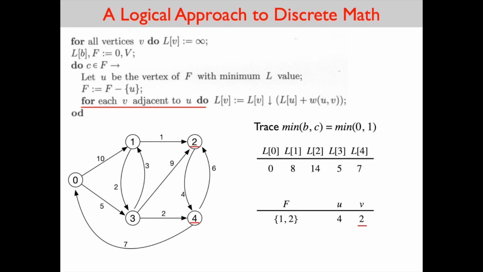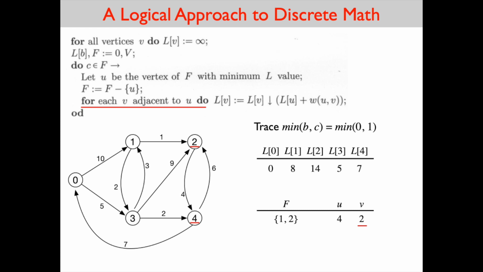Now, what about the other edge that is adjacent to vertex 4? That would be vertex 2, as shown in this slide. And what is the cost of the edge from 4 to 2? That's 6. And so what is going to change? The value of L sub v, because v is 2, what's going to change is L sub 2. Now let's pause a moment here and see what's going on. The current value of L sub 2 is 14. Now where did that 14 come from?